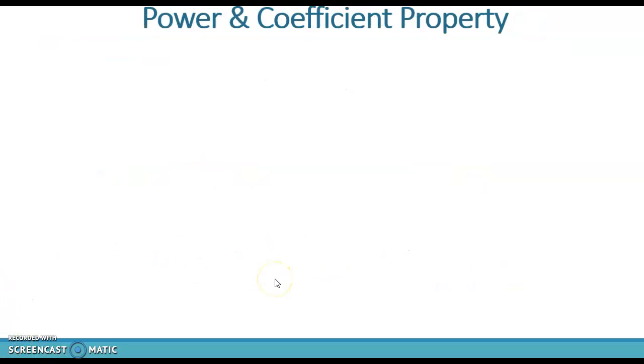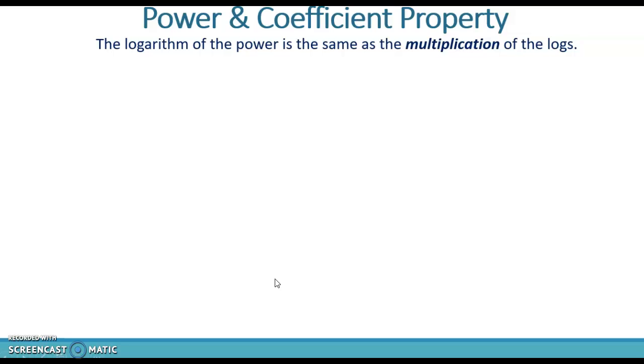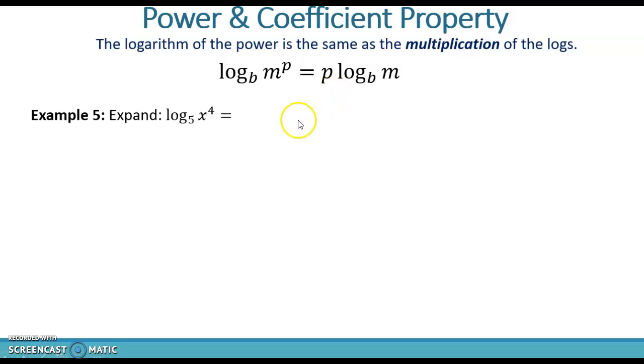All right, so power and coefficient properties. Now, if you have a log that has m to the p power, so the argument right there has its own exponent, you take that exponent and put it out in front of the log. Put it out in front. Let's do this one. I'm going to take the 4 and put it out in front of the log, since it is the exponent of this x. Then I'm just going to write the rest of it the same.